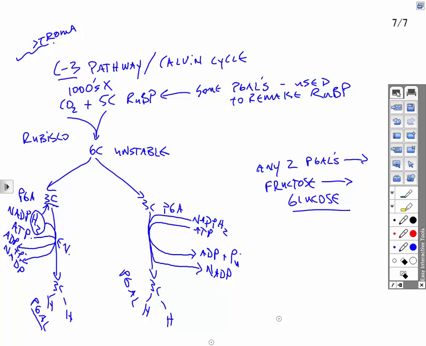Some of your products, your PGAL, are used to recycle back to make your RUBP, so it is a cycle.